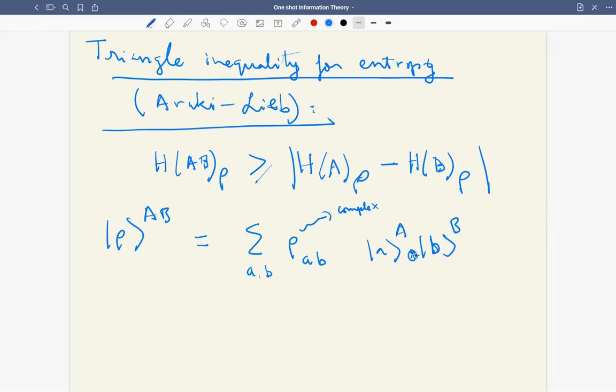Often I omit it to save notation. So I'm just writing down a general vector in the tensor product space. Now remember, a and b were computational basis vectors, so it's an orthonormal computational basis. So are we proving Araki-Lieb? No, we are not proving Araki-Lieb. We are proving a consequence of Araki-Lieb: that for a pure state on AB, H A is equal to H B.